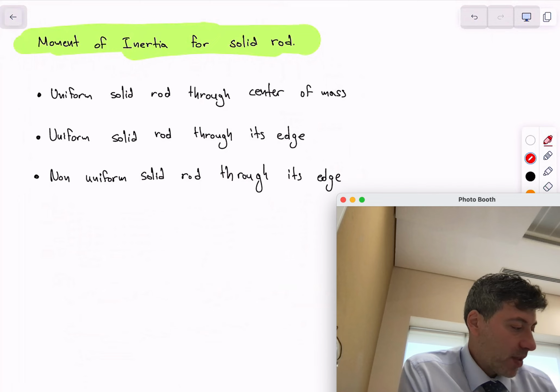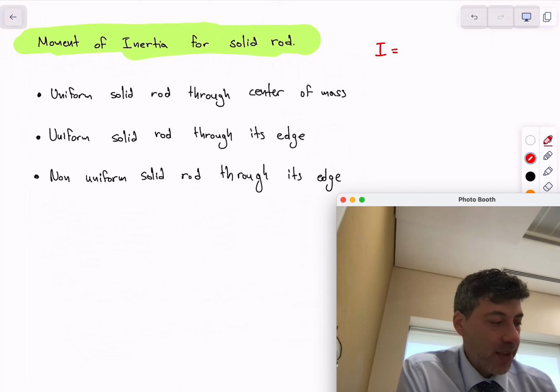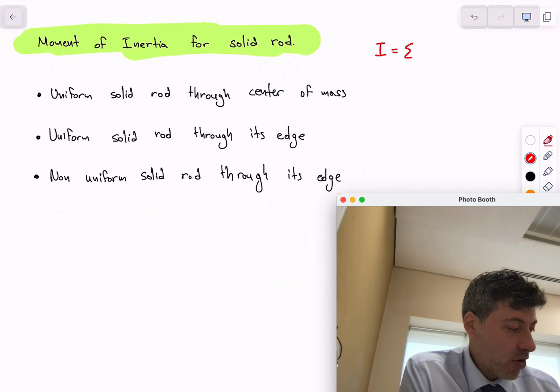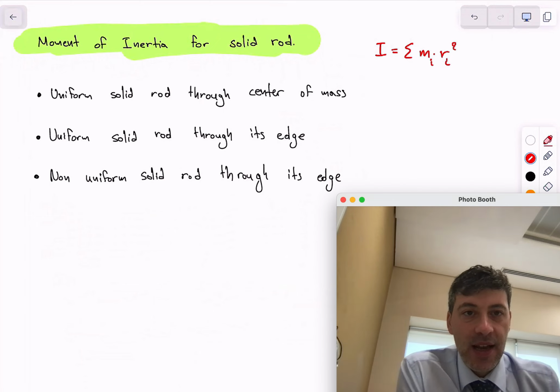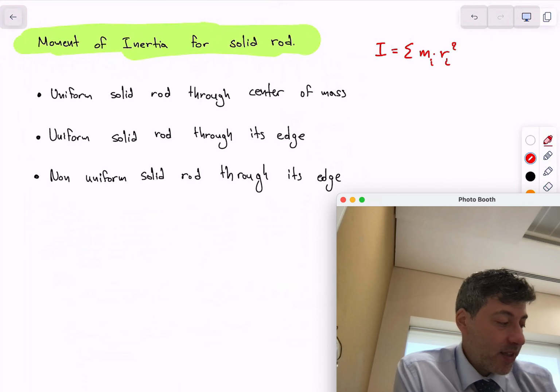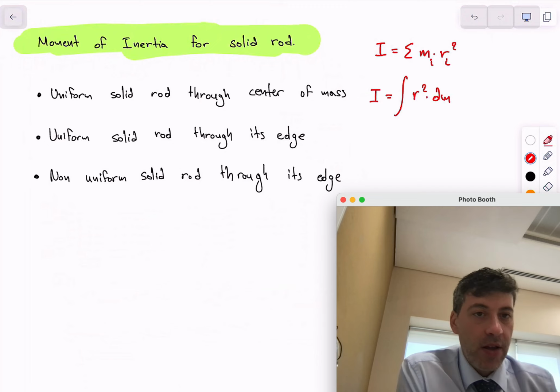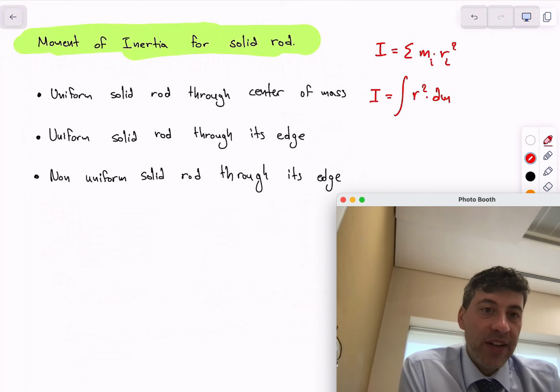As you probably know, the definition for the moment of inertia for a system of masses is the summation of mass times r squared for every single mass, where r is the distance from the point of rotation or from the fixed point. Now, if we have a solid object, this law changes into the integral of r squared multiplied by dm, where dm is an infinitely small mass of the object, and r is the distance from the point of rotation.